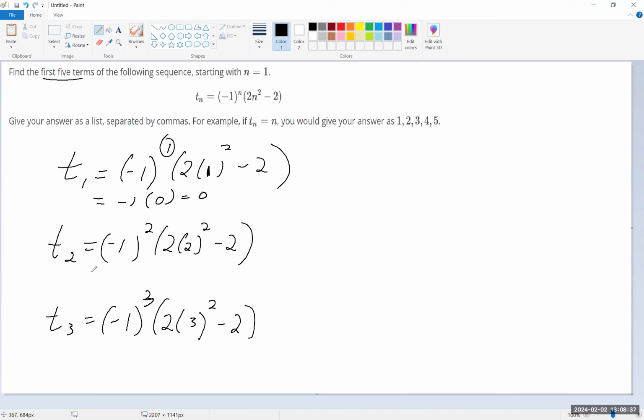I'm gonna need the space on that side for the rest of it, so I want to see if I can compute it here. 2 squared is 4 times 2 is 8 minus 2. That's -1 times 6 is -6. So here we have our terms. I'm going to go ahead and be circling them.